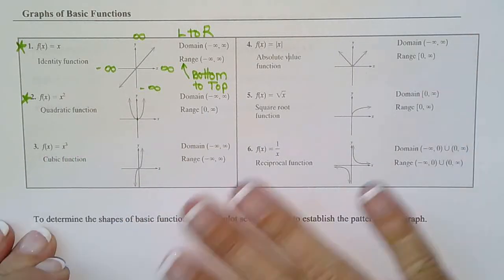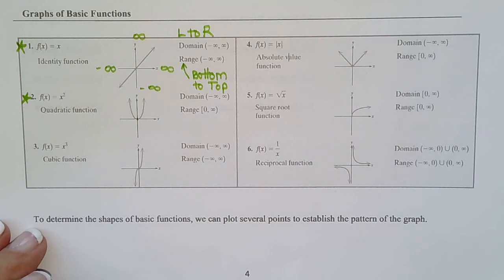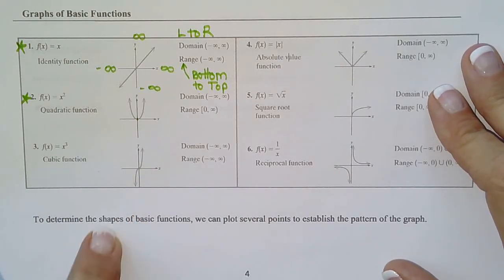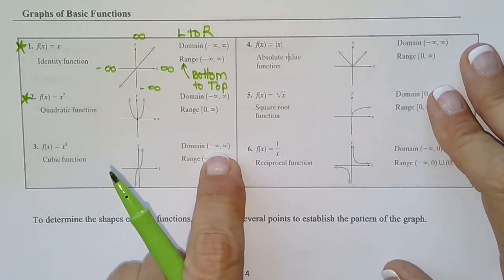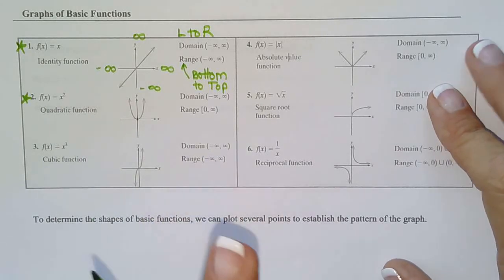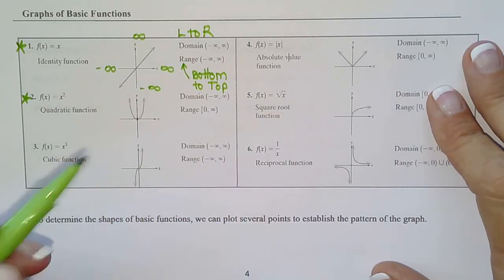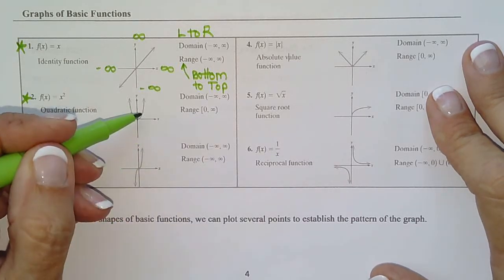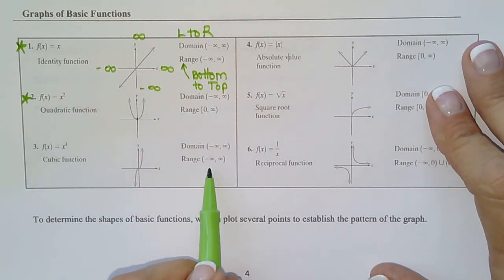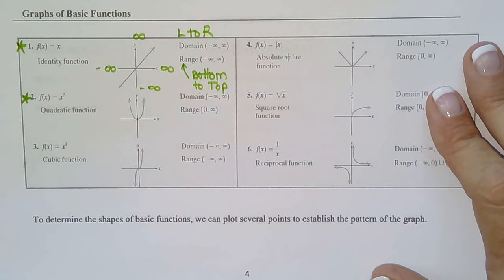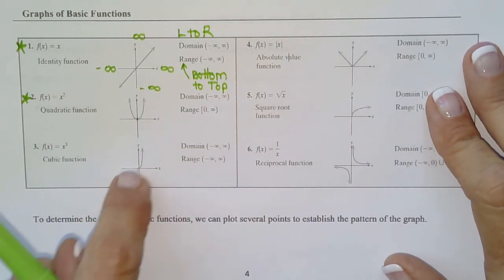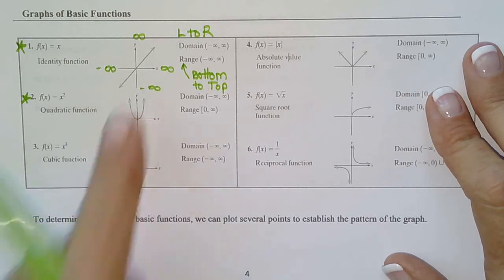Okay, next we have what's called a cubic, and that's a third degree equation. They make S-curves. So again, the arrows tell me this one goes left forever, this one goes right forever. So notice the domain again is negative infinity to positive infinity. Range is bottom to top. This graph goes down forever and it goes up forever. So both the domain and range of cubic functions, third degree equations, are negative infinity to positive infinity. So it goes left forever, right forever, down forever, up forever.